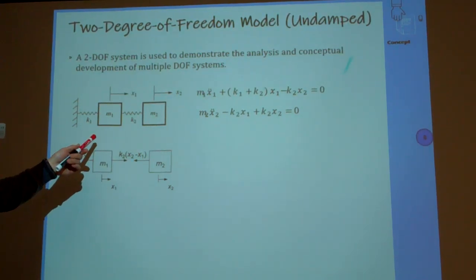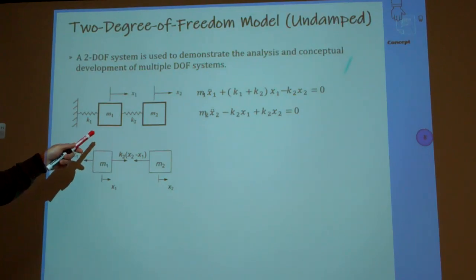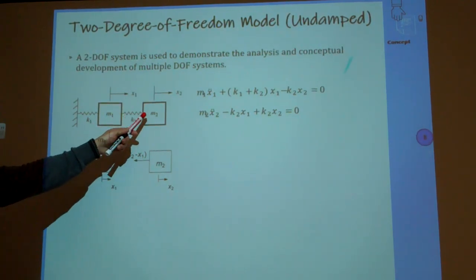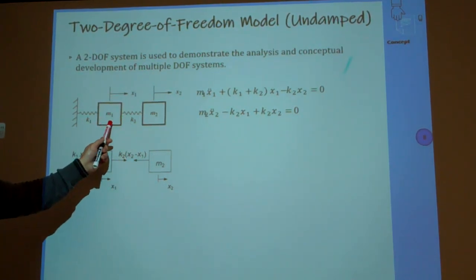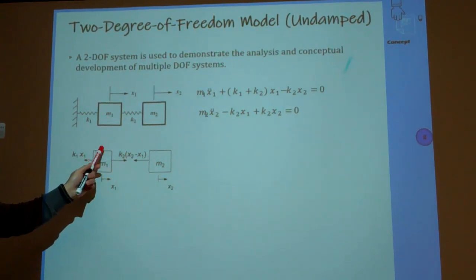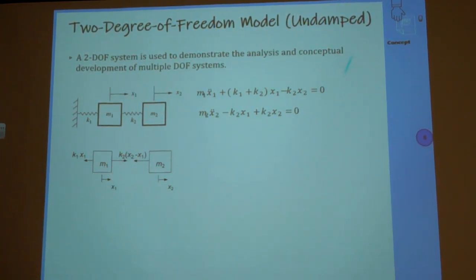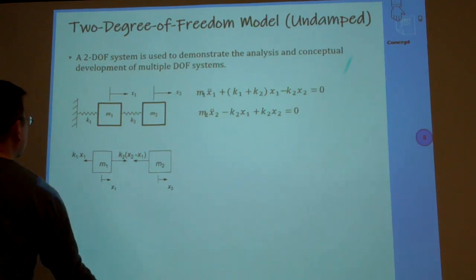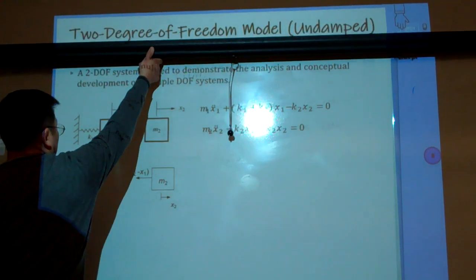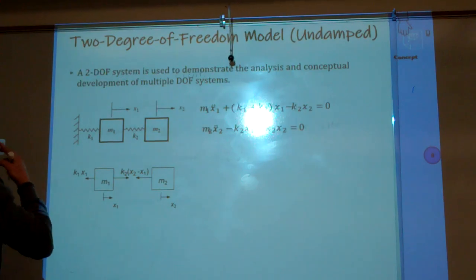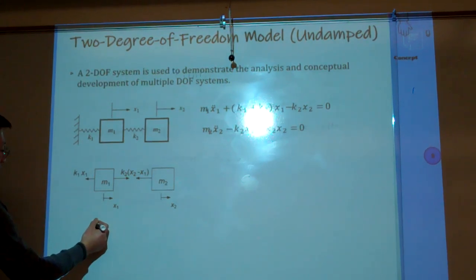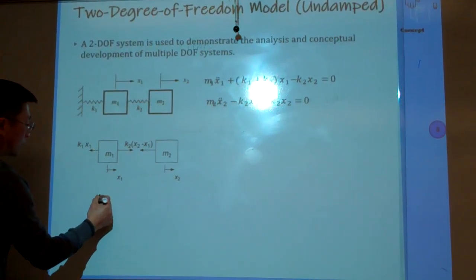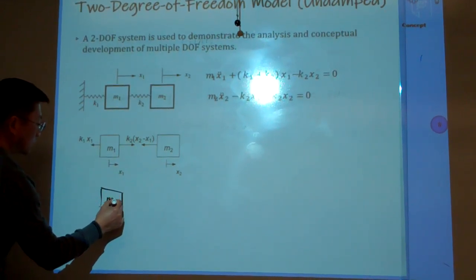Basically, the way to apply Newton's law is to take a free body diagram on each of the mass blocks. Here we have 2 mass blocks, so we have 2 free body diagrams. Let me draw this one. This is exactly what we need, and you can follow with me. Let me draw the free body diagram of the mass block here.